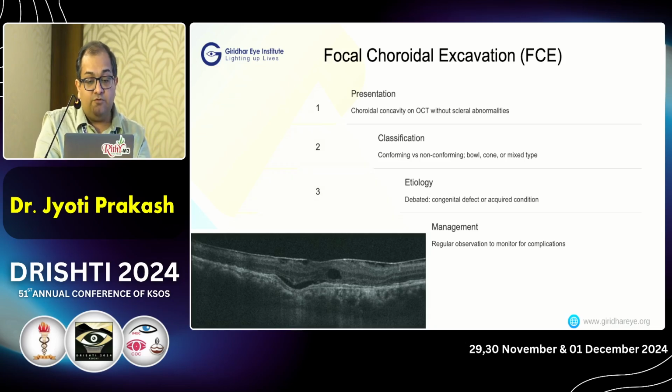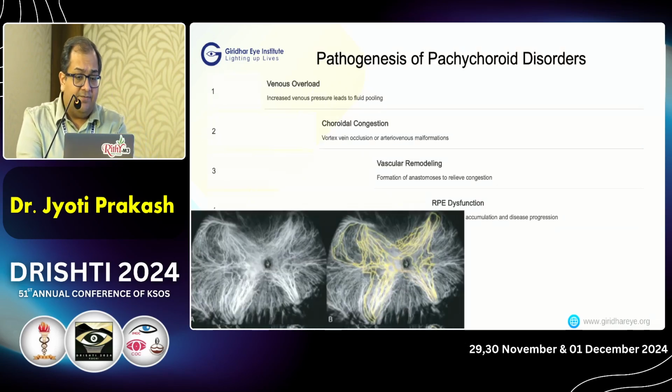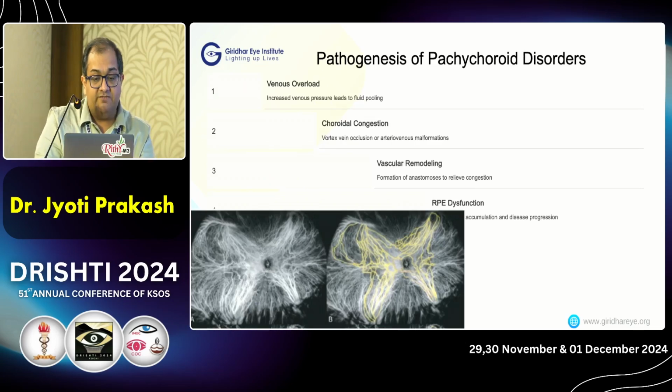And this is of two types. It can be a conforming type and a non-conforming type. In the conforming type, the overlying retinal vessels actually course the entire curvature of the focal choroidal excavation. And in the non-conforming type, as you see here, the cavity dips down below and the layers are above in the upper part. There's a gap in between. So the pathogenesis is mainly said to be due to venous overload, choroidal congestion, vascular remodeling, and RPE dysfunction, all of which lead to these different presentations.